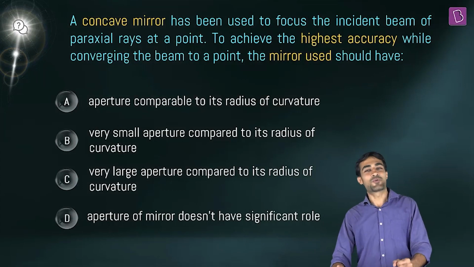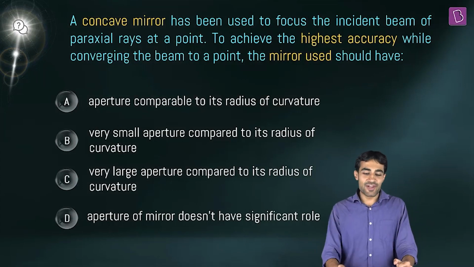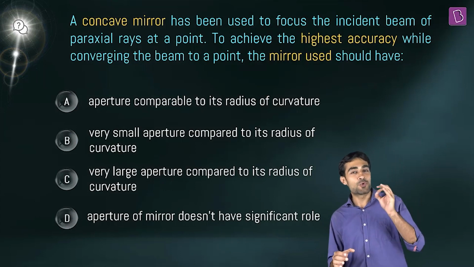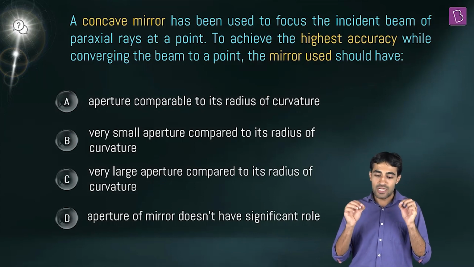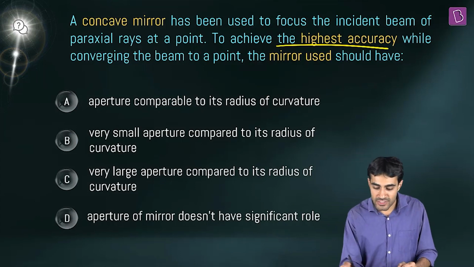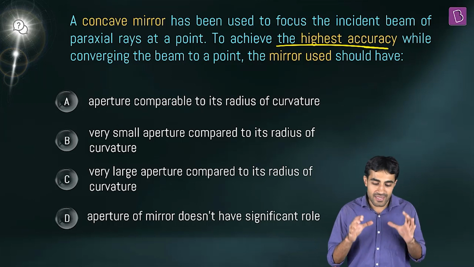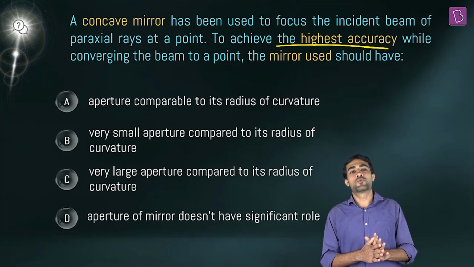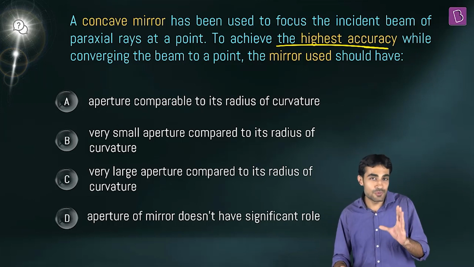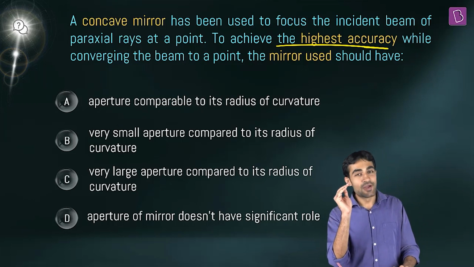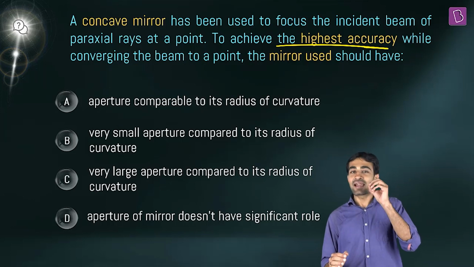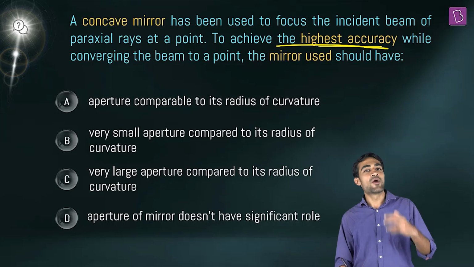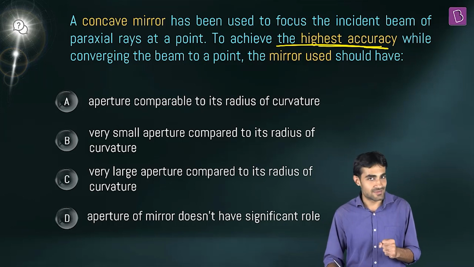Let's see this good question. A concave mirror has been used to focus the incident beam of paraxial light rays to a single point. Now, to achieve the highest accuracy while converging the beam to a point, the mirror used should have... So, what are we doing? We are using a concave mirror to converge the light rays at a single point, and we want the highest accuracy while converging these light rays.